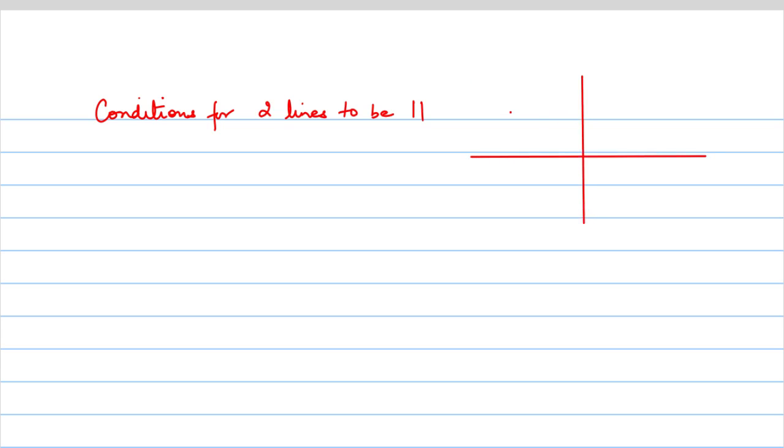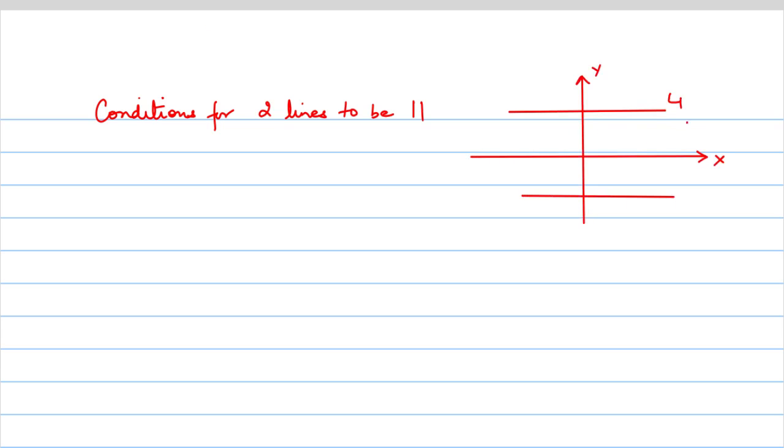Now we will talk of the conditions for two lines to be parallel. That is, suppose we have two lines which are parallel to each other, and we want to find the relationship between their slopes. How are their slopes related to each other?